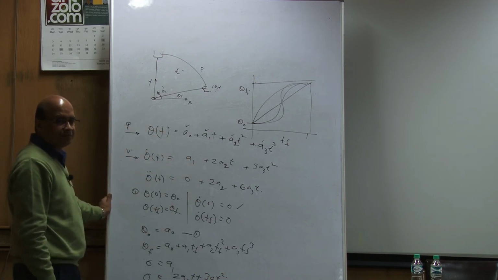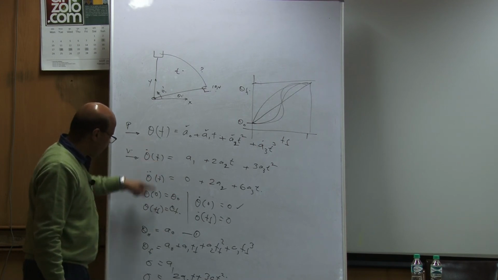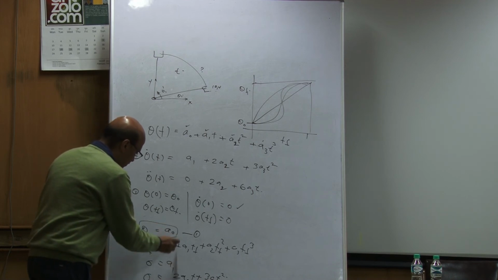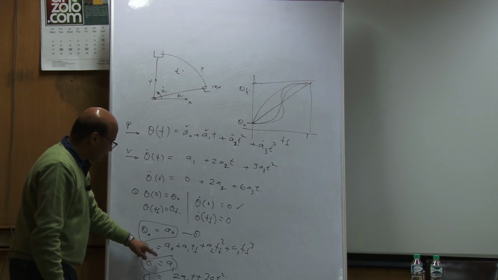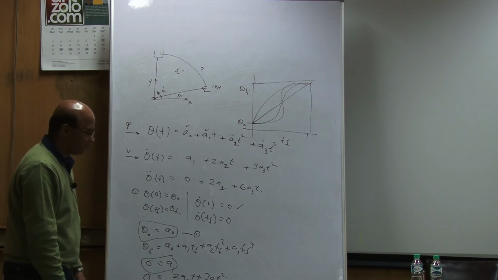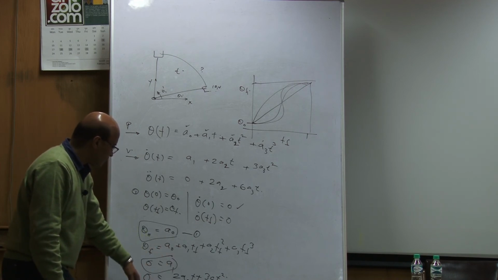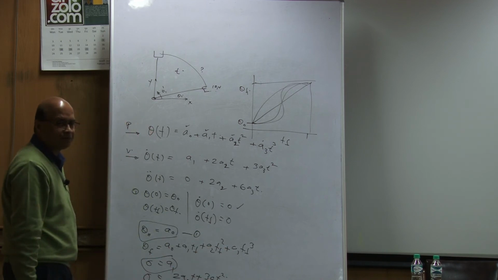Okay. So these two I am putting in this equation, these two I am putting in this equation, so I get four equations. So this one is already solved. So I have to solve these two. There are two unknowns and two equations, so I can solve them. The two unknowns are A2 and A3, and there are two equations, right? So I can solve them, right?